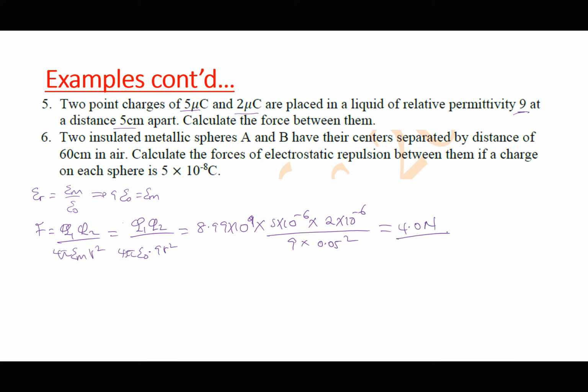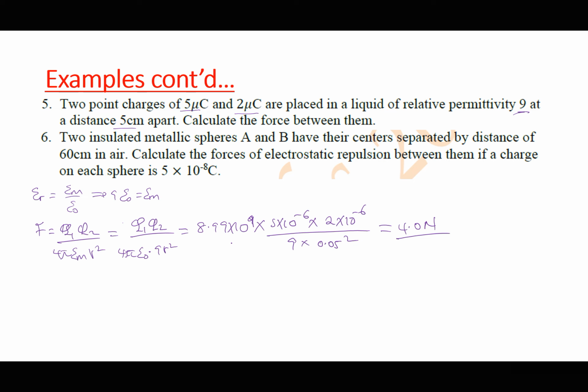You can verify. So if the permittivity of the medium or relative permittivity is not given, we are always going to assume that the charges are in air or in a vacuum. If the permittivity of the medium or the relative permittivity of the medium is not given, we are always going to assume that the charges are in air. If they are not in air, then the permittivity of the medium or the relative permittivity of the medium will be given.